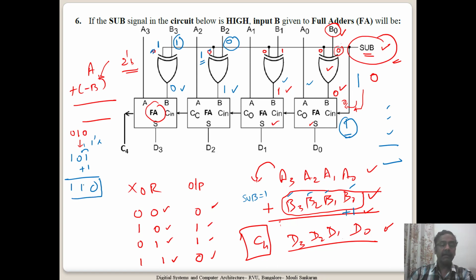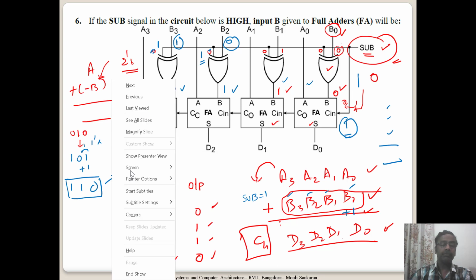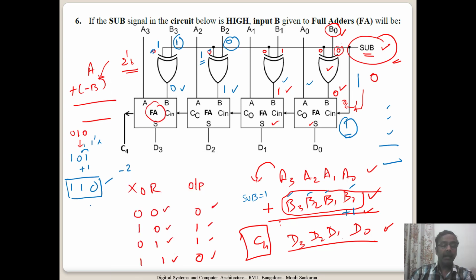So this is the value which represents minus 2. Now is it true? Is it really minus 2? You can verify it by finding another 2's complement of the same value. That will be 0, 0, 1 plus 1. You will get back the original magnitude you started with.